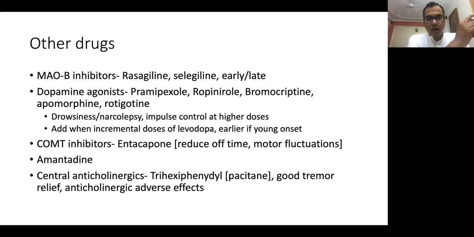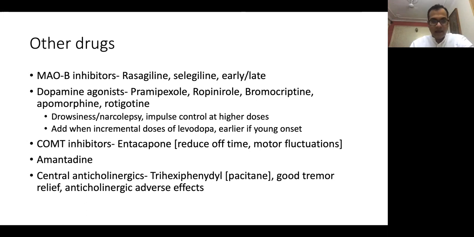Right. They may be used earlier in young onset Parkinson's disease. COMT inhibitors, we don't use tolcapone, generally we use entacapone, and that helps in reducing off time rather than dyskinesias. If dyskinesia are more of a problem, then we reduce the dopamine dosage, maybe split into half more frequently, and add amantadine, that helps more for dyskinesia. Central anticholinergics like pacitin help a lot with tremor reduction, but not as much as for bradykinesia. The problem, of course, is that they have anticholinergic related adverse effects.